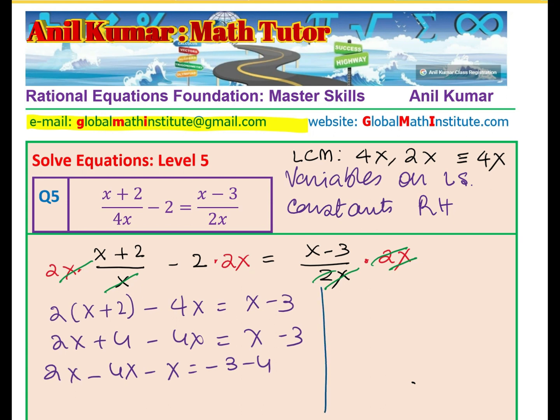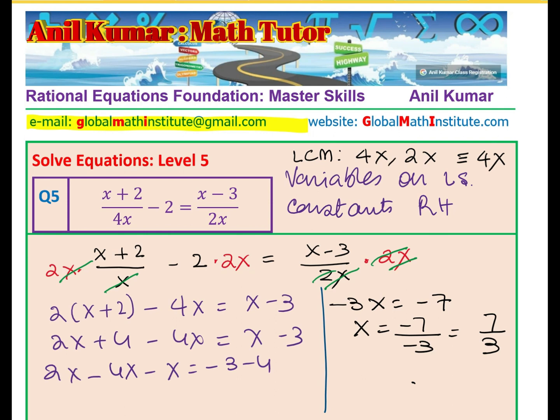Now 2x minus 4x is minus 2x and minus x is minus 3x, right? So we get minus 3x equals to minus 7. So x is equal to minus 7 by minus 3, which is 7 over 3. Correct? So we got our answer. You will notice that in all these questions, the answer was a rational number, a fraction, right? So that could be an answer, not an issue.